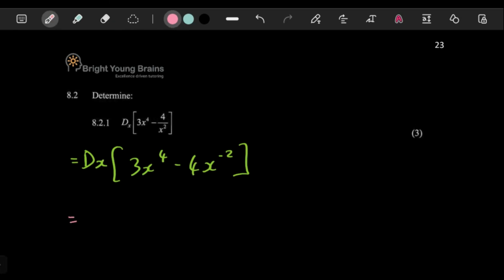Let's see, if you differentiate this equation, it's going to be like 12x to the power of 3 plus 4x to the negative 3. So it's like negative 2 times negative 4, that's positive, so it's 8x to the power of negative 3 like this. So this question doesn't seem like there's anything to it. We can just move on with the question.